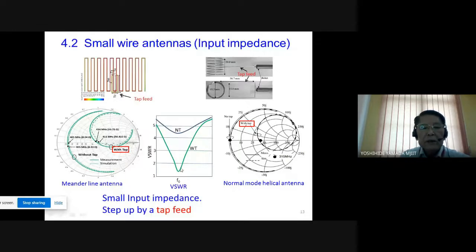So we can measure the VSWR of the original meander and normal mode antennas, like this one, by attaching the tap structure. The correct VSWR is measured, and we can estimate the bandwidth of this antenna. So this is a very important point. If the input resistance is very small, we must use tap feed to step up the impedance.